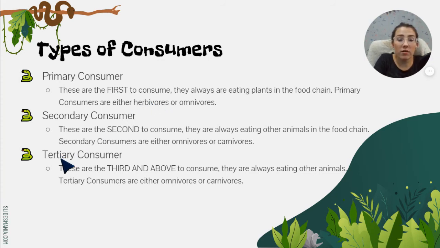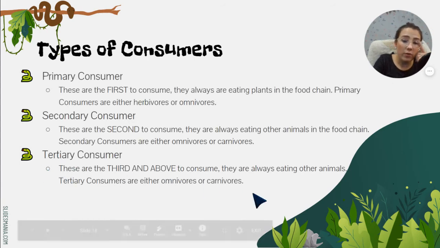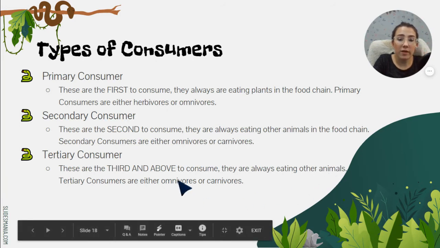The last one, the third consumer, is the tertiary consumer. Now, here's the weird part. We don't give a name to the fourth and the fifth and the sixth consumer in line. Third and above is all called a tertiary consumer, okay? They are always eating other animals, so they have to be omnivores or carnivores.